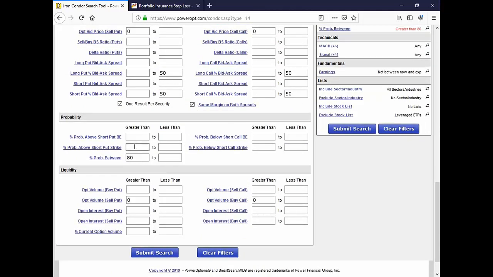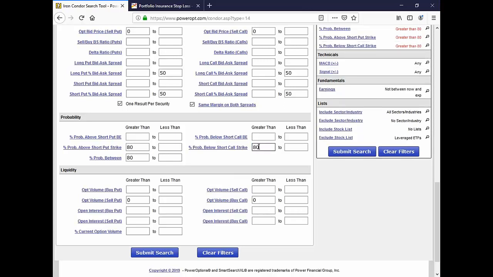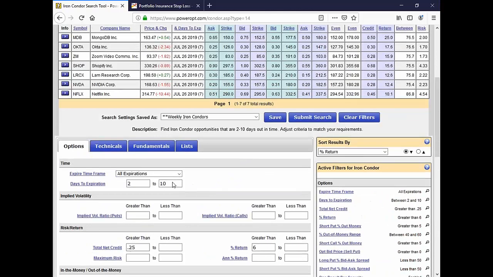And even the probability above the short put strike and the short call strike, I might even go as high as 85%. Why? Well, I'm probably not going 1 week out. I'm probably going 2 weeks out. So I'm going to push this out to 7 to 14 days. Let's call it 8 to 14 days.